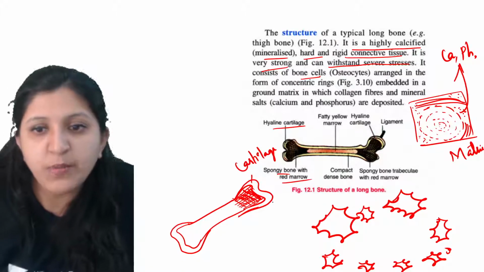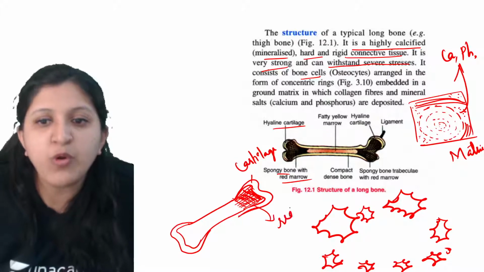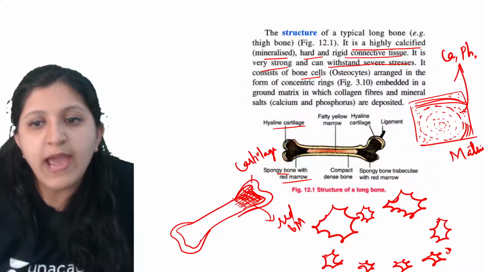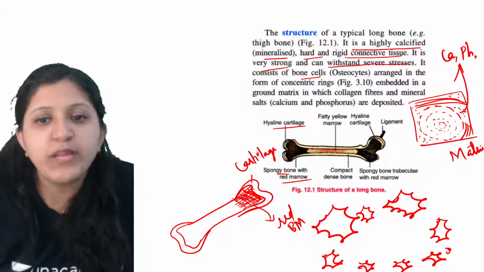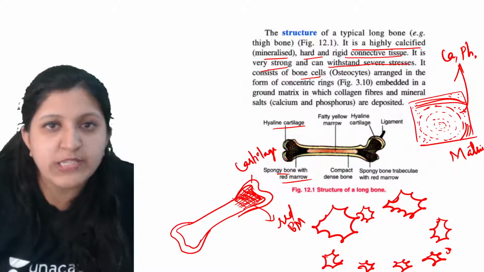Okay, red bone marrow will be there, so in between you can find red bone marrow. And other than that, this one is the shaft part and this one is the knob part.